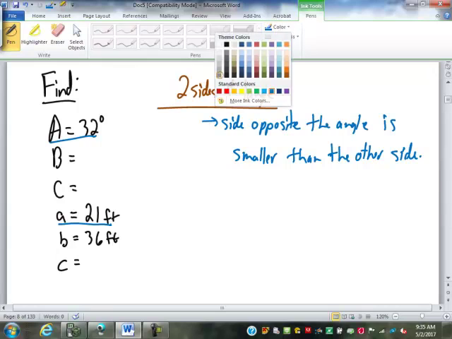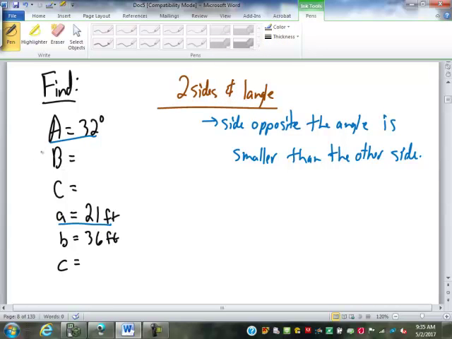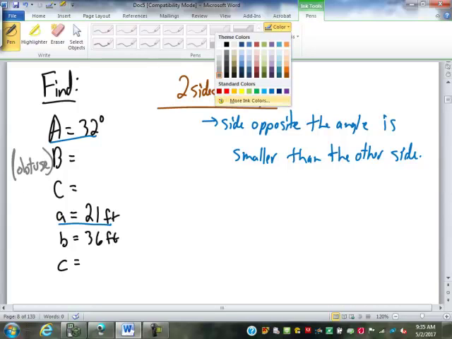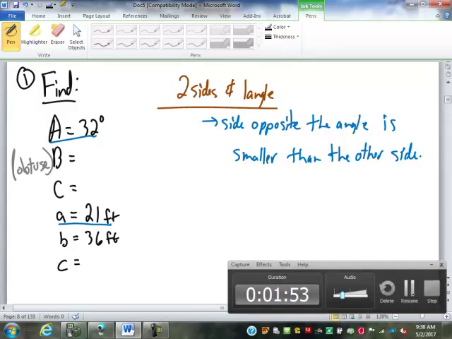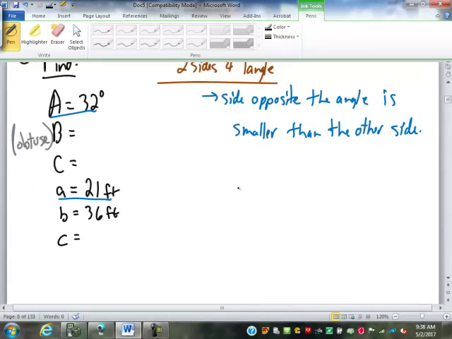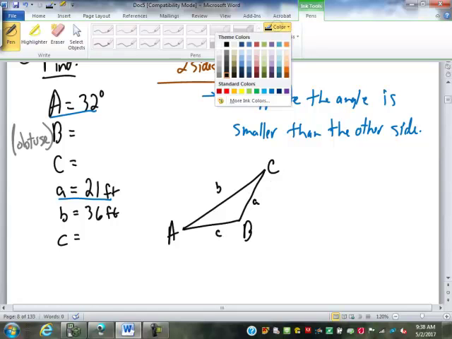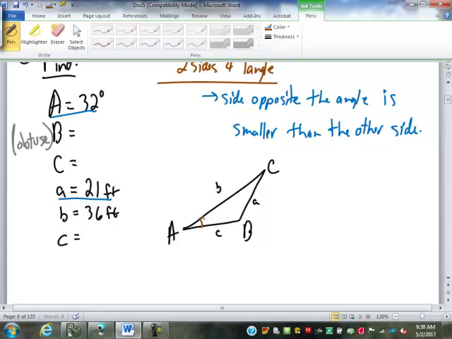We need more information. So I'm going to tell you that angle B is obtuse. That should be the information you need. I want you to solve that triangle for me quick in your notes. Okay, so we know that angle B is obtuse, so I'm going to draw it like this. So A, B, C, little a, little b, little c. So this angle we know is 32 degrees. This we know is 21 feet. And this we know is 36 feet.